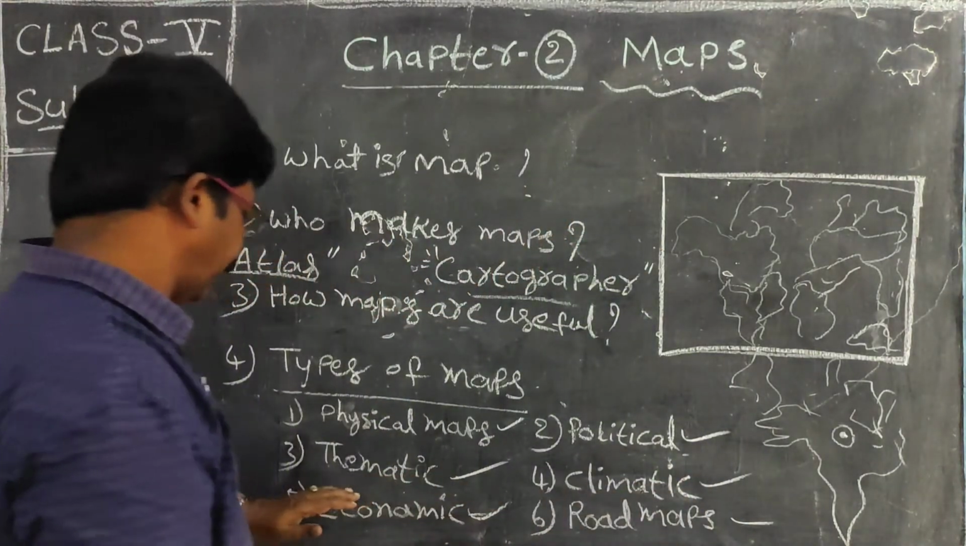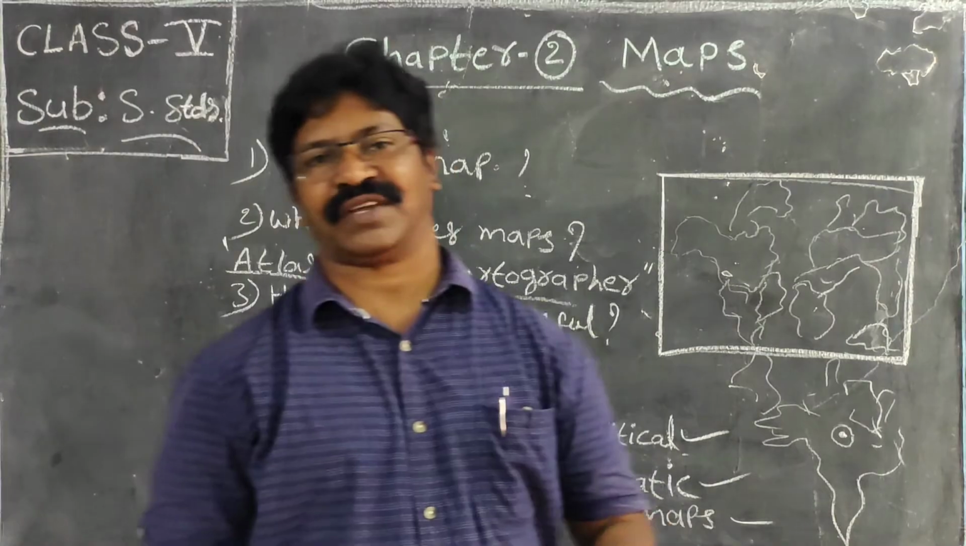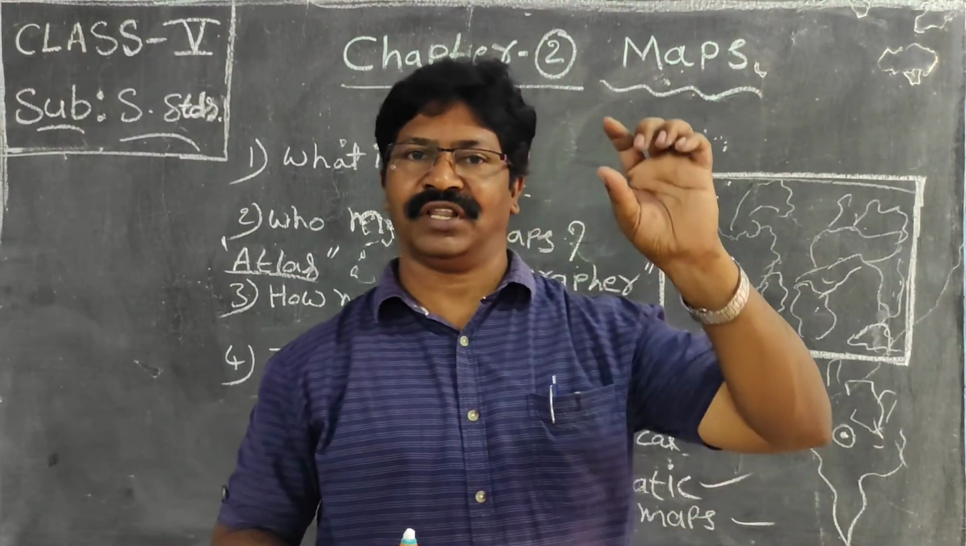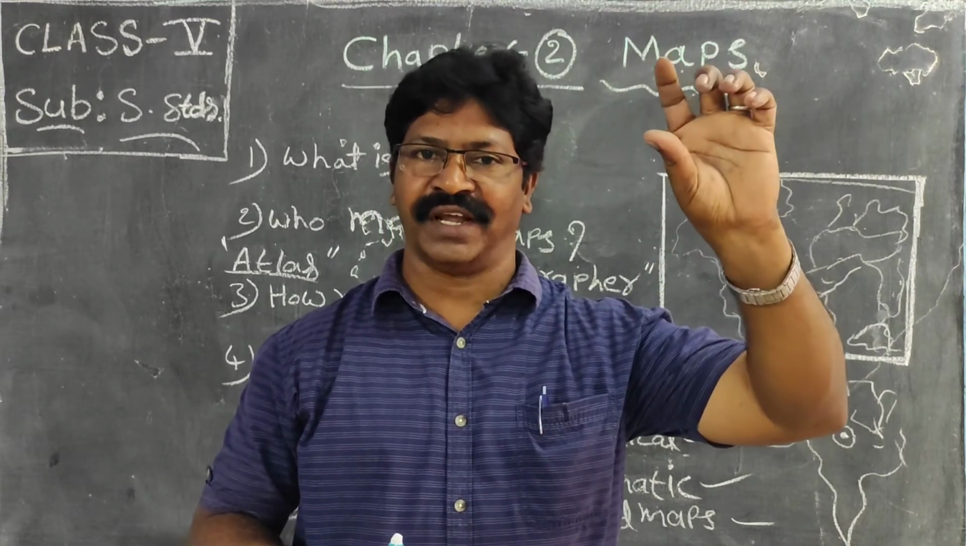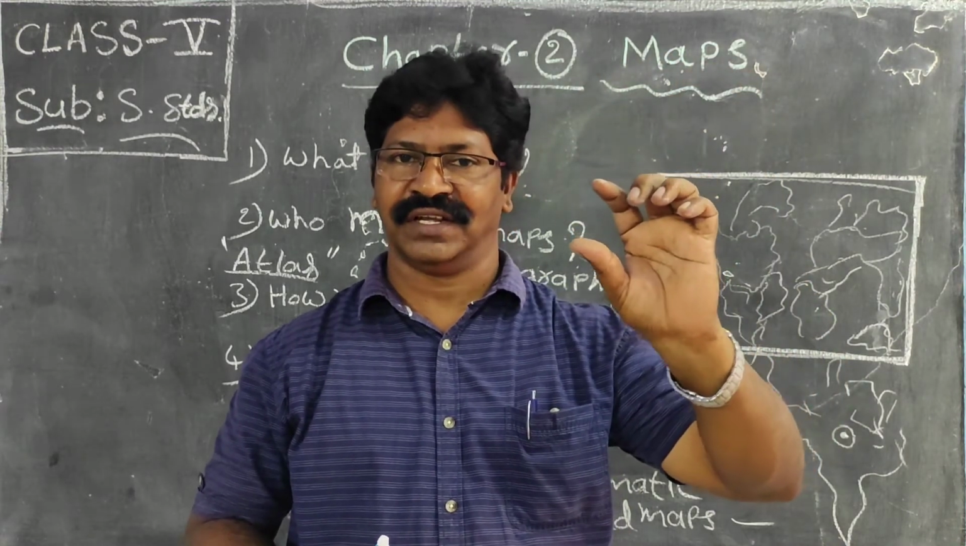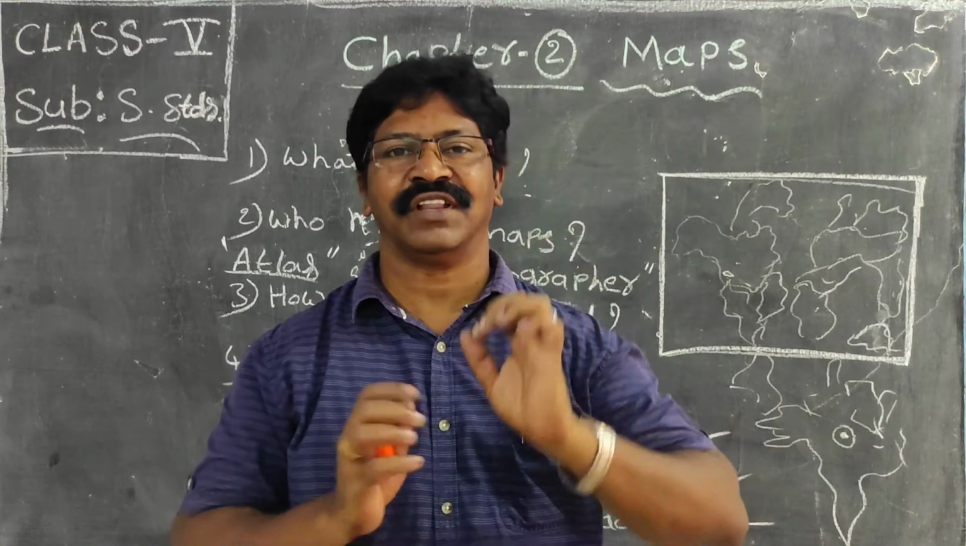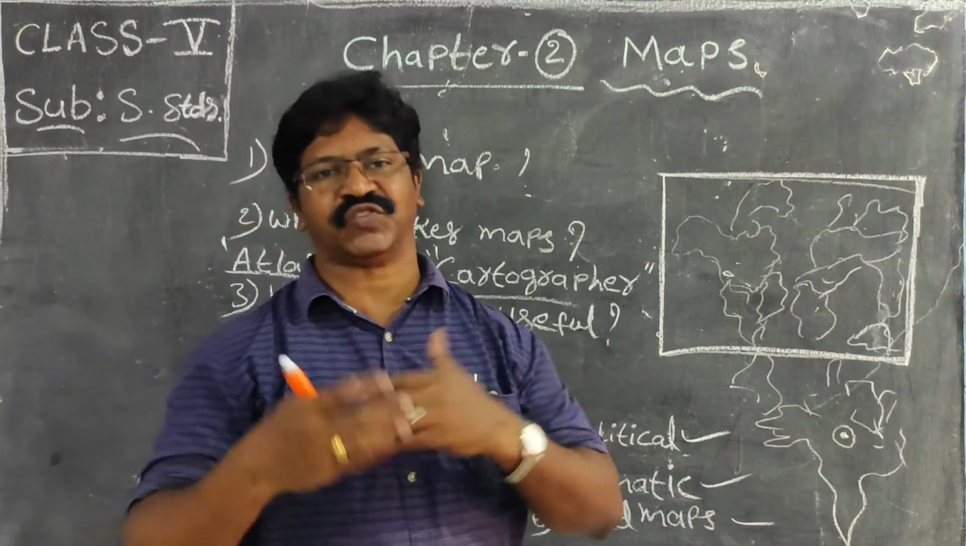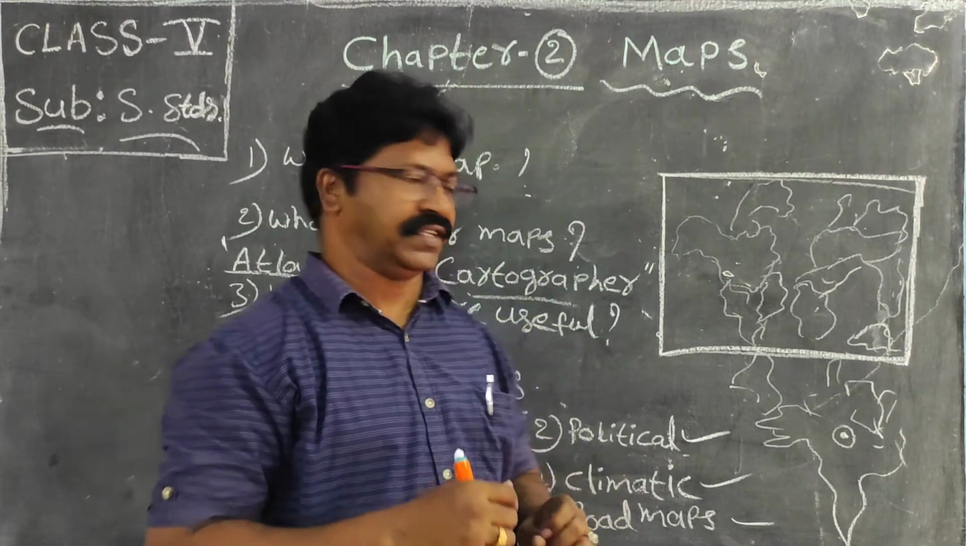And the next one, climatic. So what is the climate? If you see, for example, the total world, which are the cold areas, ice and snow areas, rainfall areas, and the temperature. So these are the things that will be shown in climatic maps. So climate and atmosphere in the total world we can see.